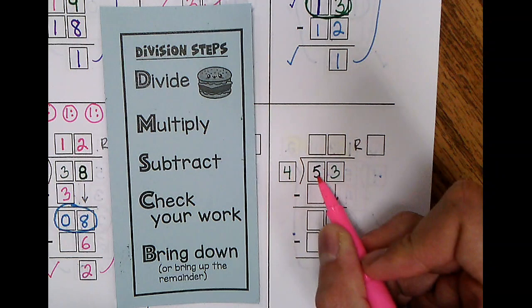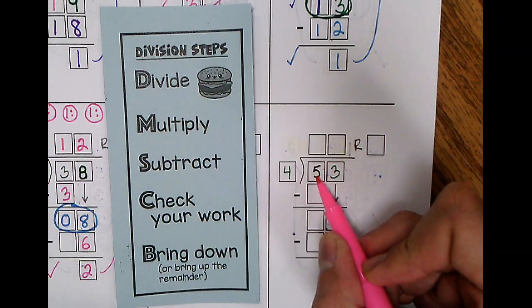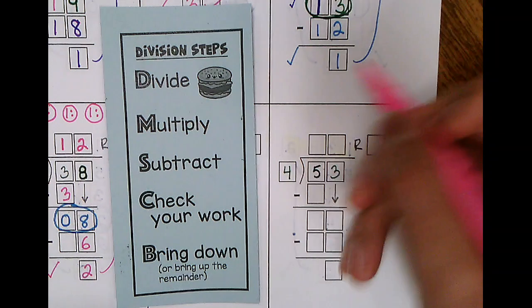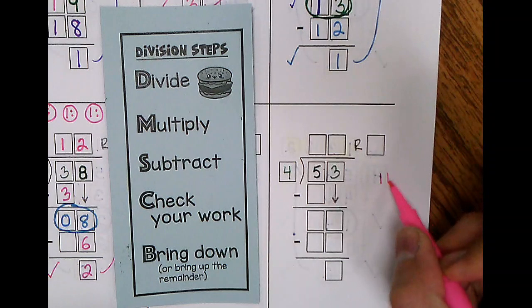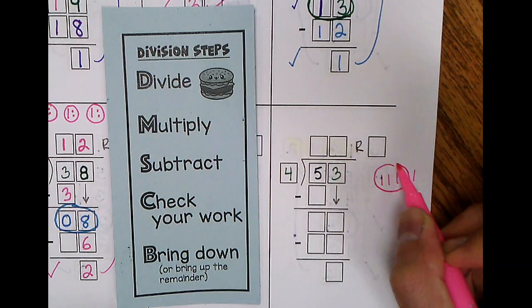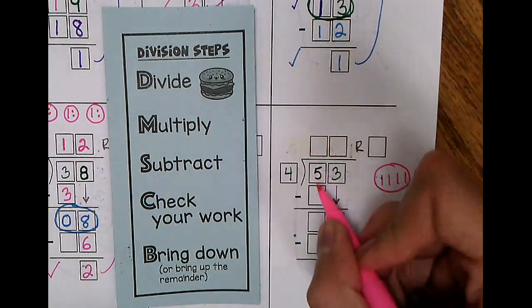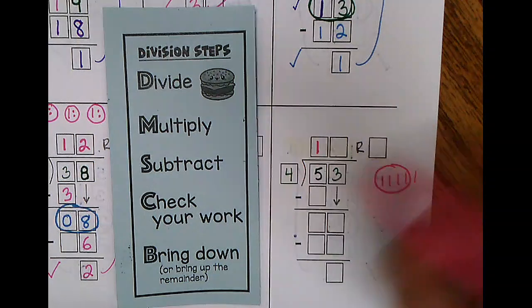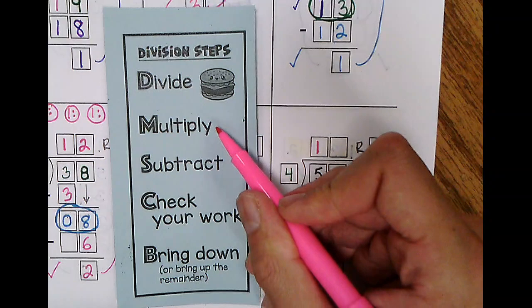Another way to think about it is if you have 5 pieces, 5 candies, 5 apples, 5 counters, whatever it is, how many groups of 4 can you make? Well, if I have 1, 2, 3, 4, 5, I can make one group of 4. And so that means I can put 1 at the top. Okay? Then my next step would be to multiply.